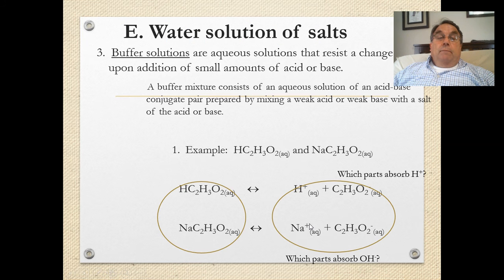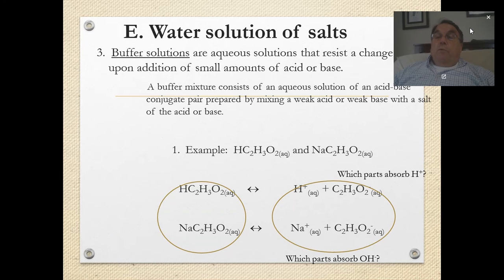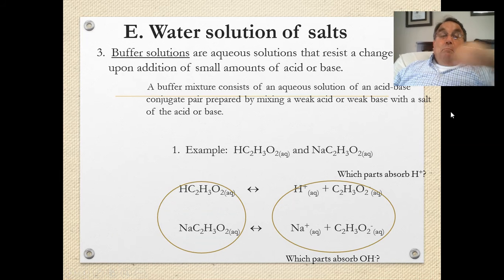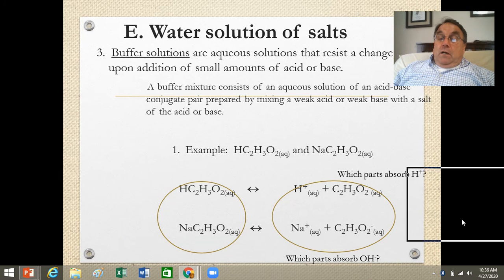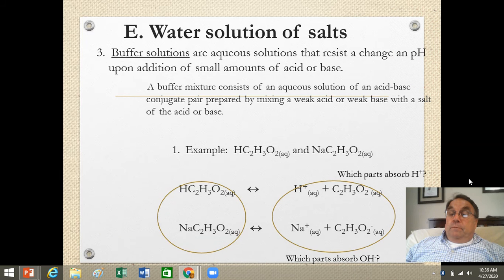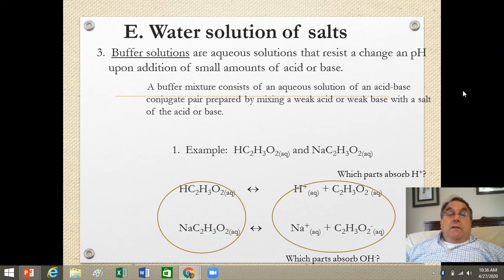Okay. Now, the last topic we're going to look at are buffers. And buffers are solutions that do as the name implies. They buffer the pH of the solution. So what a buffer does is it resists the change in pH when small amounts of acid or base are added. So buffers are really important. We use them in chemical situations where we don't want the pH to fluctuate.